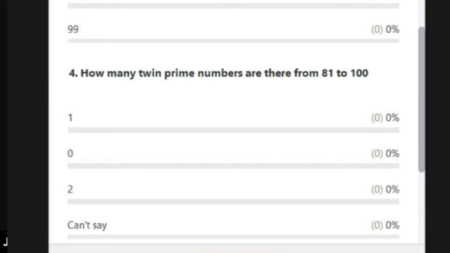And the next, fourth question is, how many twin prime numbers are there from 81 to 100? Remember the chart. Remember the chart of prime numbers, and then think about it and select the correct option. First option is 1, second is 0, third option is 2, and the fourth option is can't say.